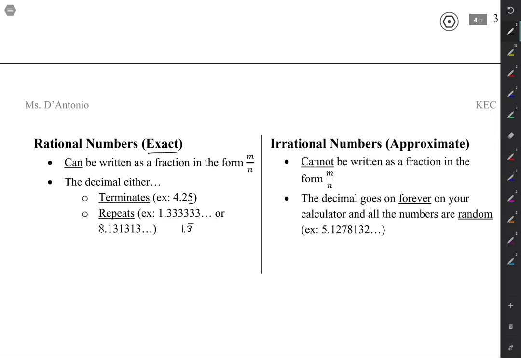But now if we're looking at irrational numbers, those ones are approximate numbers. Now those cannot be written as a fraction. We can't write any irrational number as a fraction. And if we were to put this in our calculator, the decimal would go on forever and the numbers would all be random. So those would definitely be approximate because we don't know what the end of the number is. The number is entirely random. We'd end up rounding somewhere and we would cut off all these digits and we wouldn't know what the exact number is. And that's why these ones are considered approximate numbers or irrational numbers.